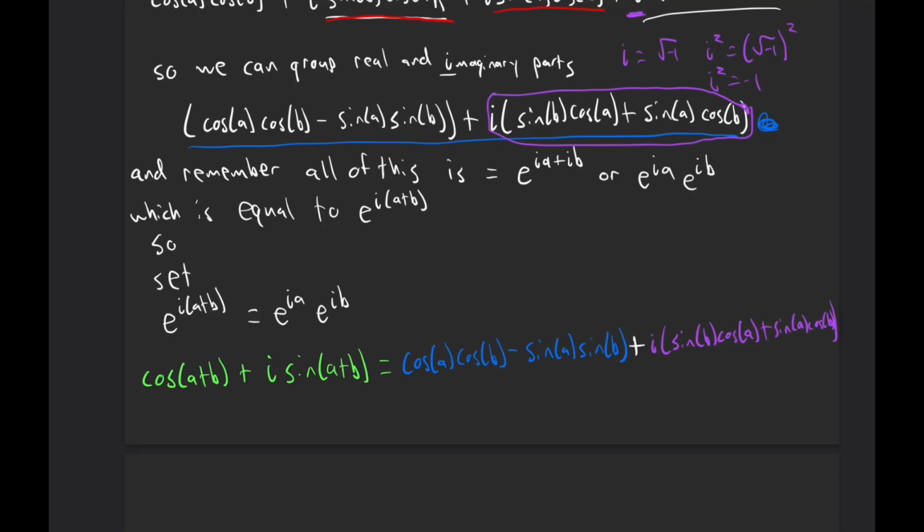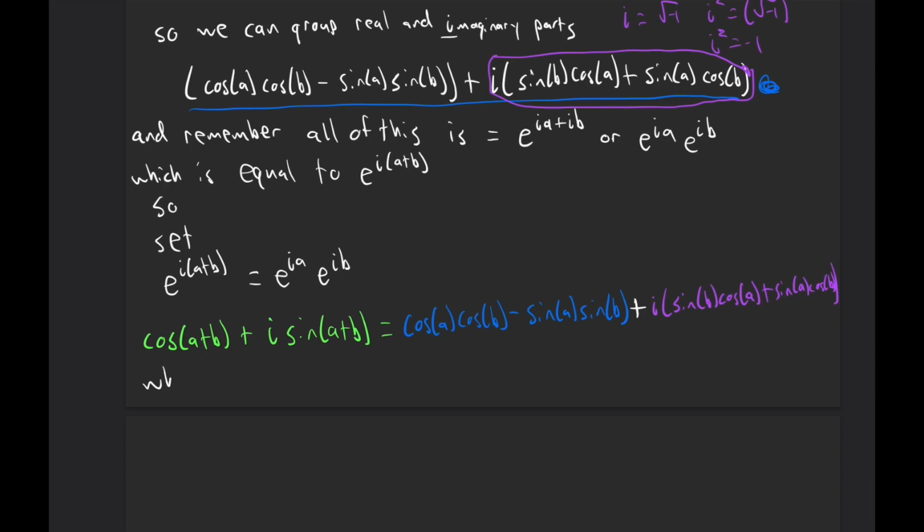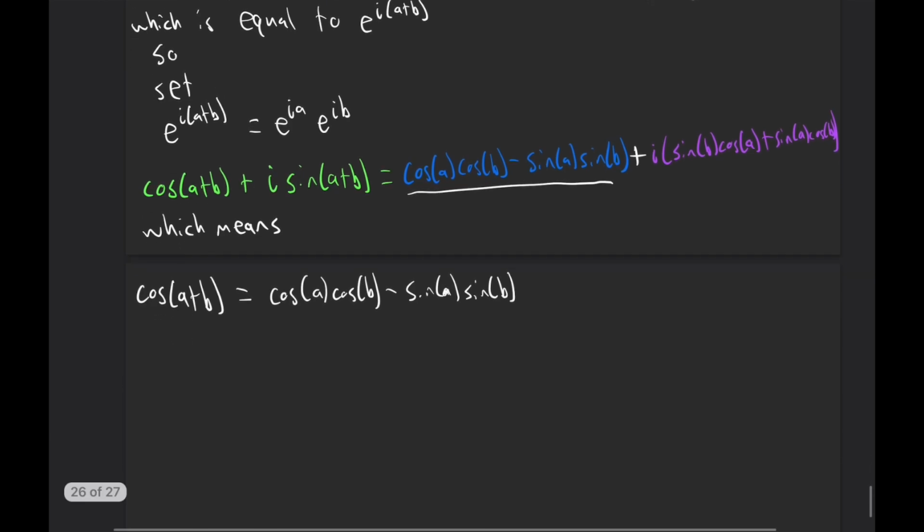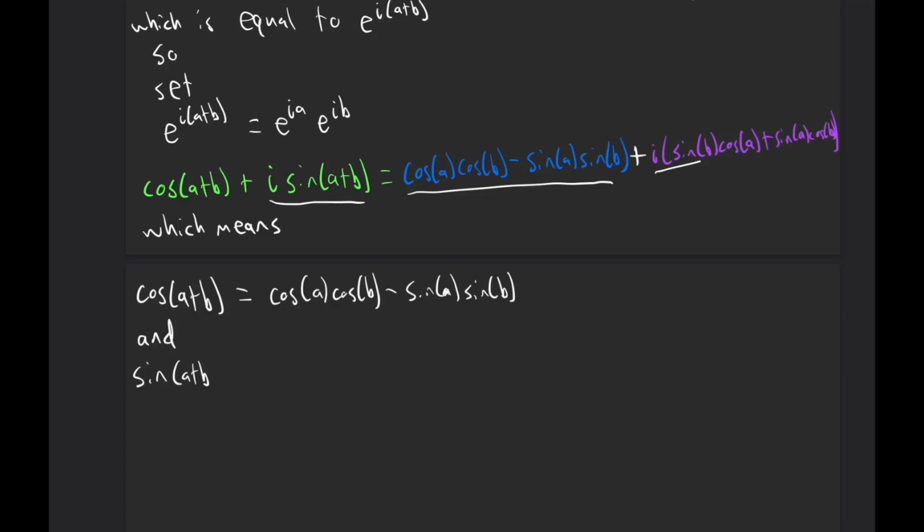So this is nice. This is looking good. Now all we have to do to complete this proof is match up all the imaginary terms with all the imaginary terms, and match up all the real terms with all the real terms. So we have cosine(A plus B) is equal to cosine A cosine B minus sine A sine B. And this is looking very familiar because that's the compound angle theorem for cosine. That's awesome. Now for sine, we're looking at the imaginary terms. We have sine(A plus B) is equal to sine B cosine A plus sine A cosine B.